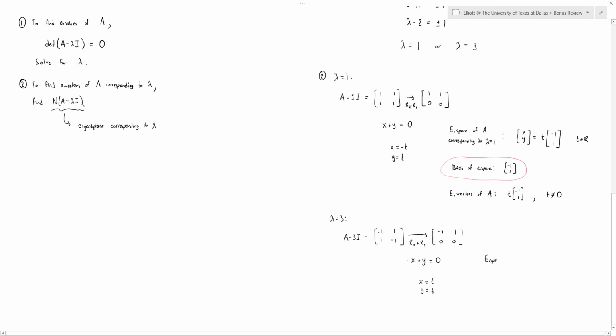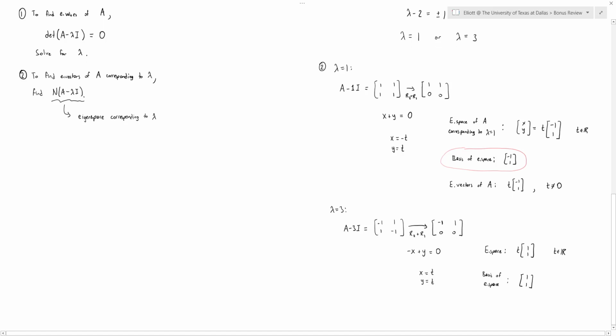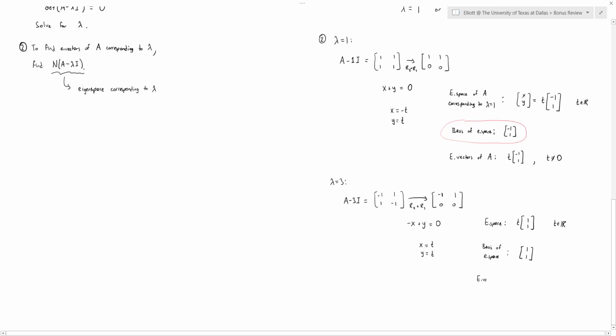So then the eigenspace of A corresponding to lambda equals 3 would be the multiples of the vector 1, 1. Really, you typically only care about getting a basis for the eigenspace. So in that case, a basis for the eigenspace would be just the vector 1, 1 by itself. The actual eigenvectors would be the non-zero multiples of 1, 1. You could write it like that.